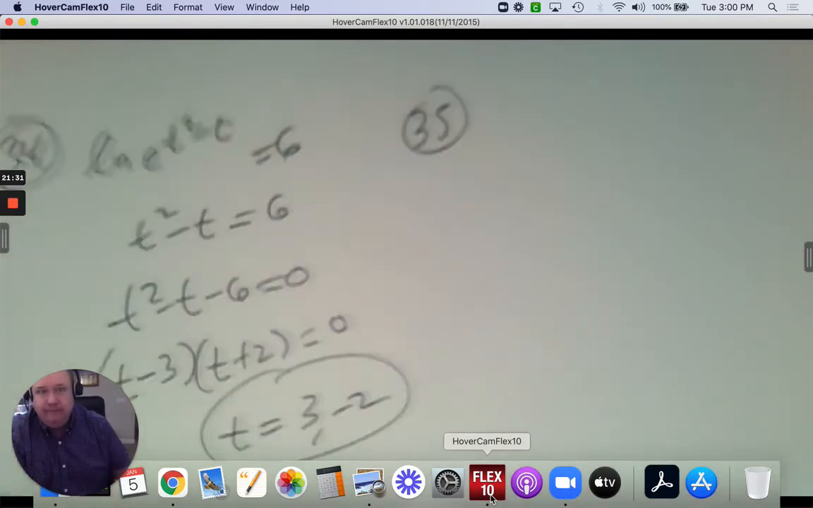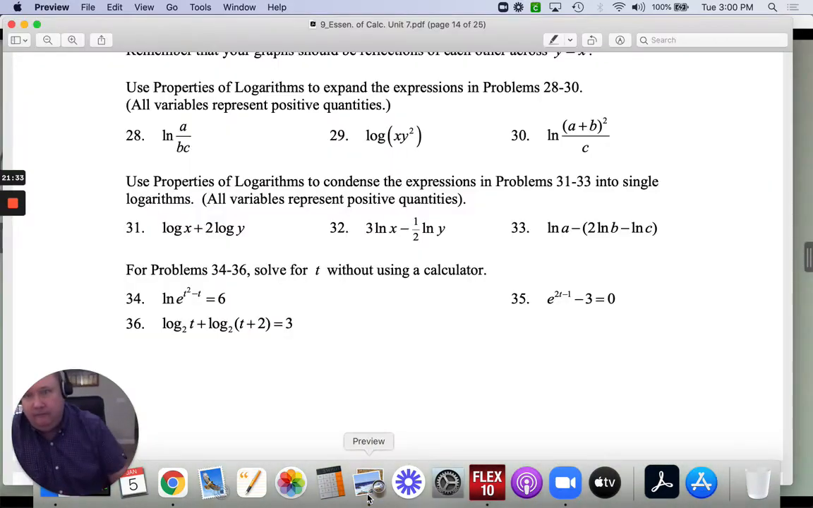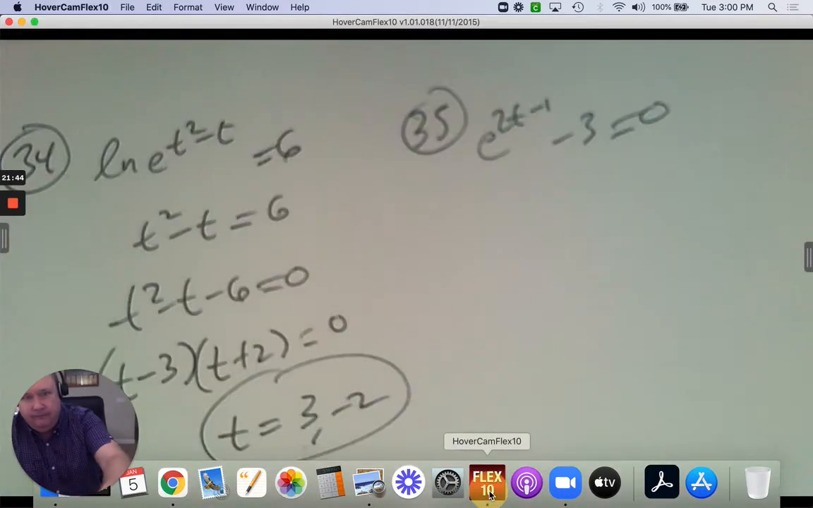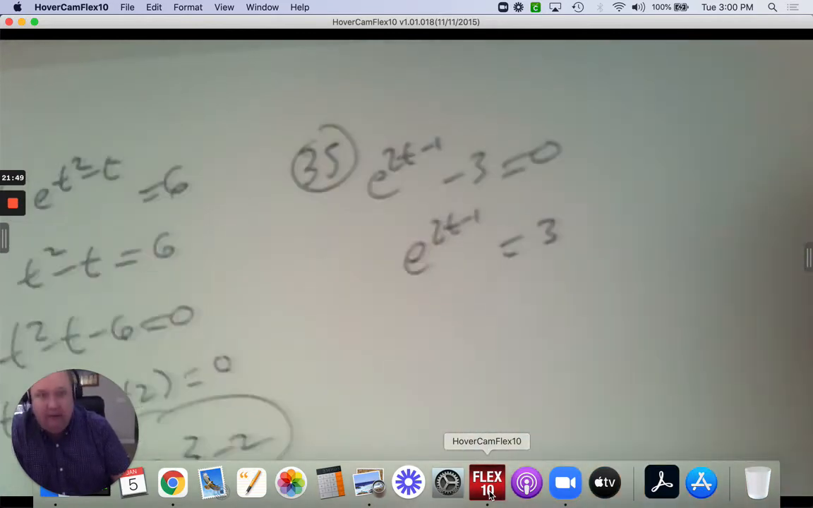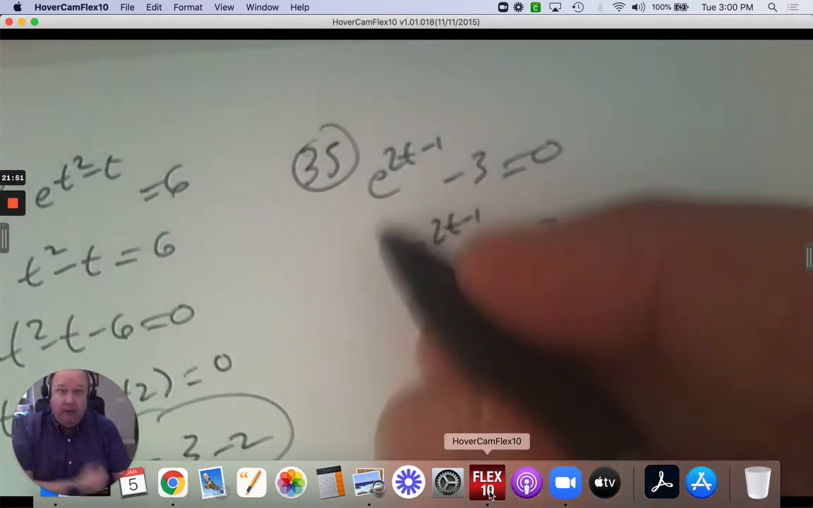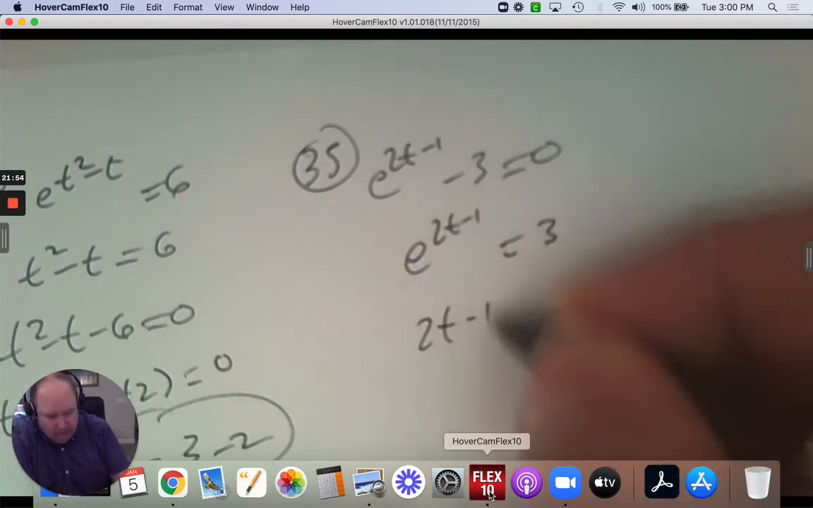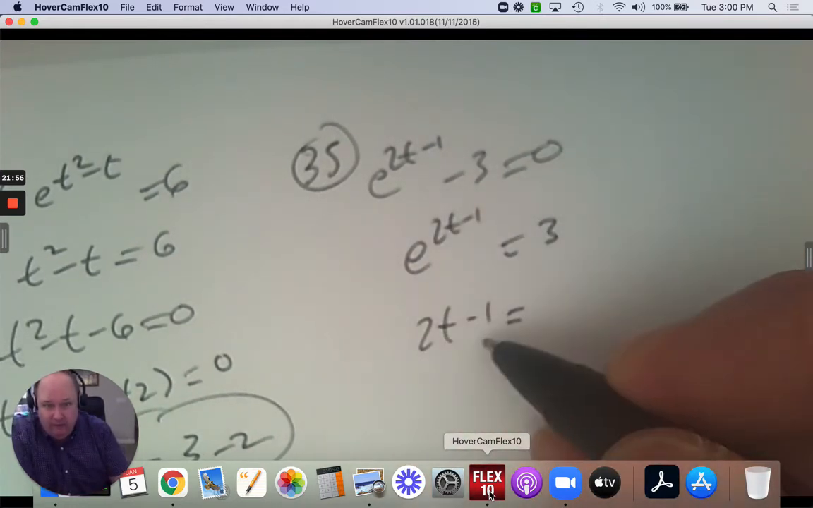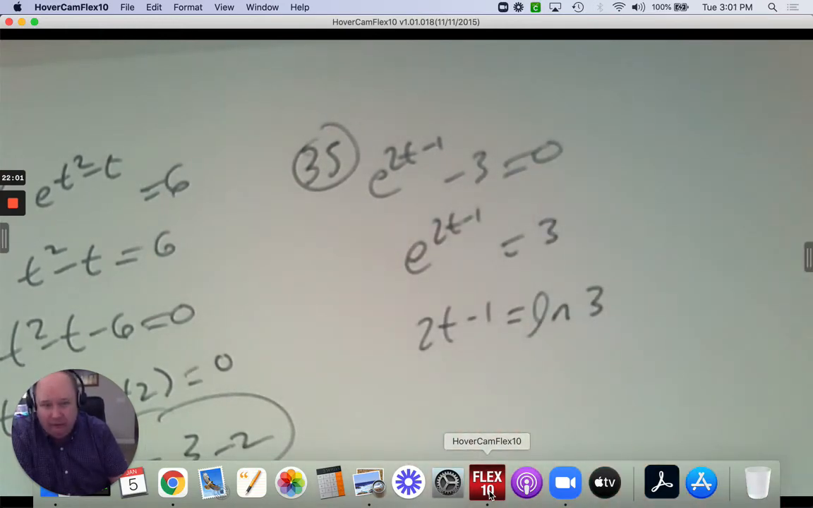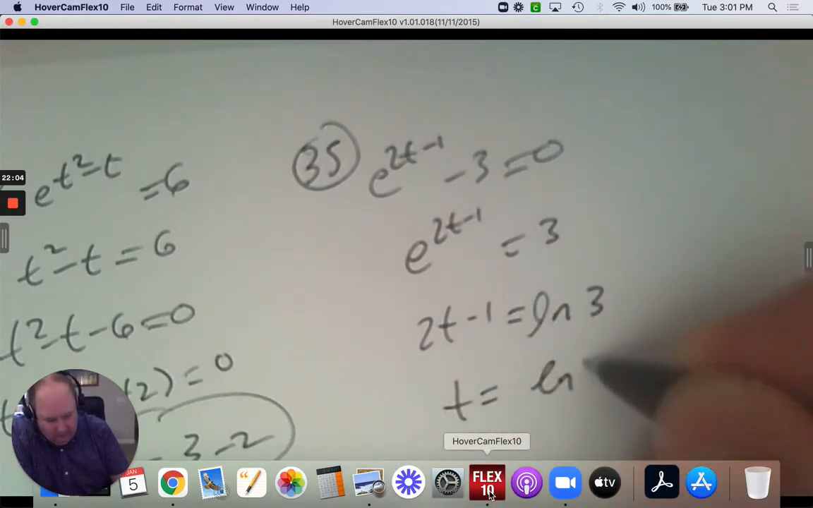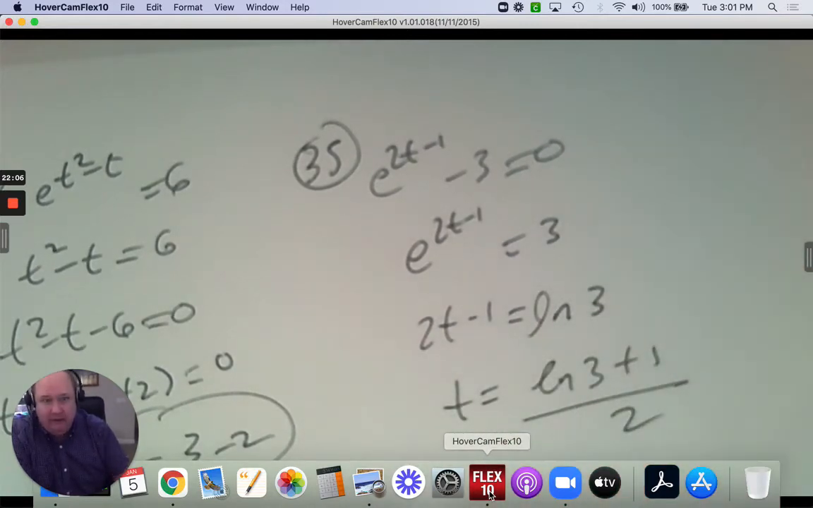35. We have e to the exponent 2t, subtract 1, and then subtract 3 equals 0. So to solve this one, to get e by itself, add 3. Then when the exponential is isolated, write this as a logarithm. So the exponent is 2t subtract 1. The logarithm with the base of e is ln, and then what goes inside it is 3. To get t by itself, you would add 1 and then divide everything by 2.